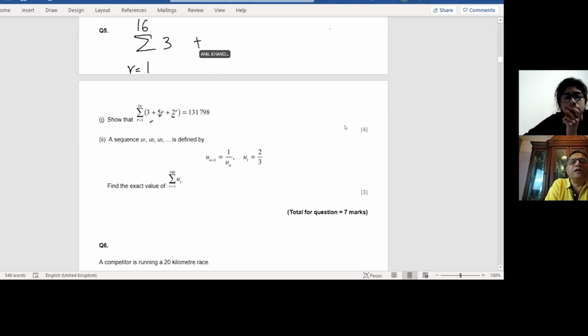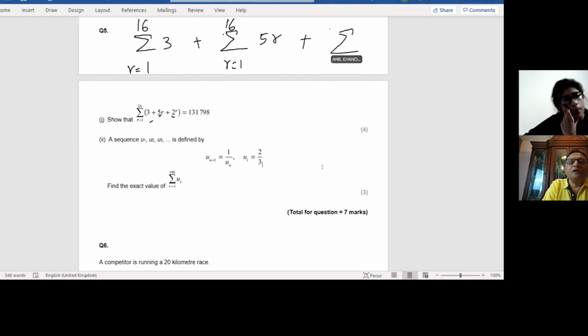Plus, again, we are adding to this, r equals 1 to 16, the second term, which is 5r. Is it okay? Plus the third term, which is again the sum from r equals 1 to 16 of another series, which is an exponential series. Do you see that?